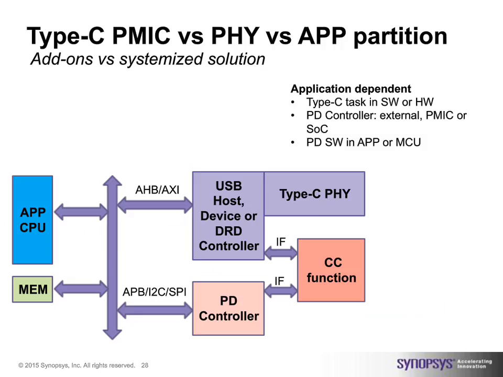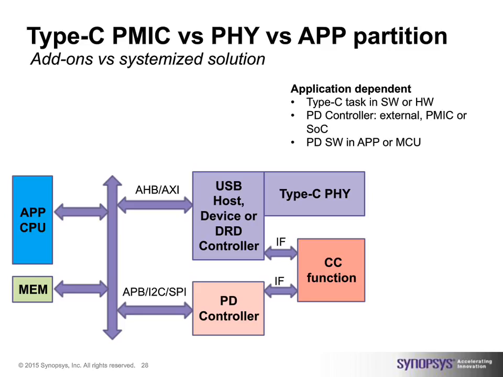Also, the Type-C task that differentiates a Type-C device from a standard device. Do you do it in software or hardware? Power delivery controller, do you put it as an external component, integrated in the PMIC, or maybe in your SoC? And what about the power delivery software? If you are doing power delivery as a provider or a consumer, does it belong in a dedicated MCU, or do you have your application CPU handle it? Because it's the application CPU that knows which applications are running and what the requirements for power are.